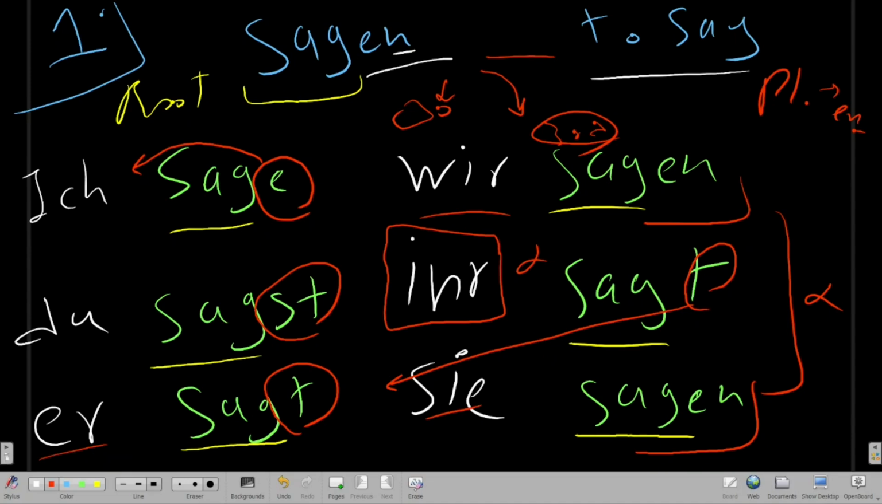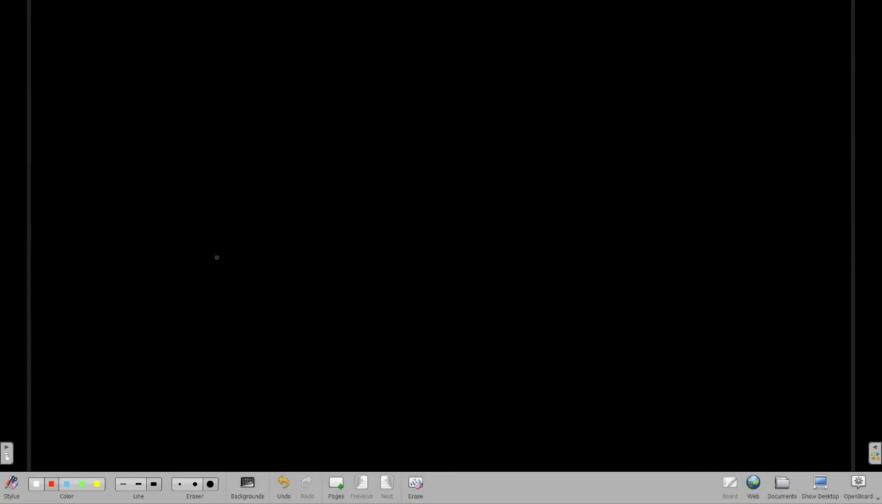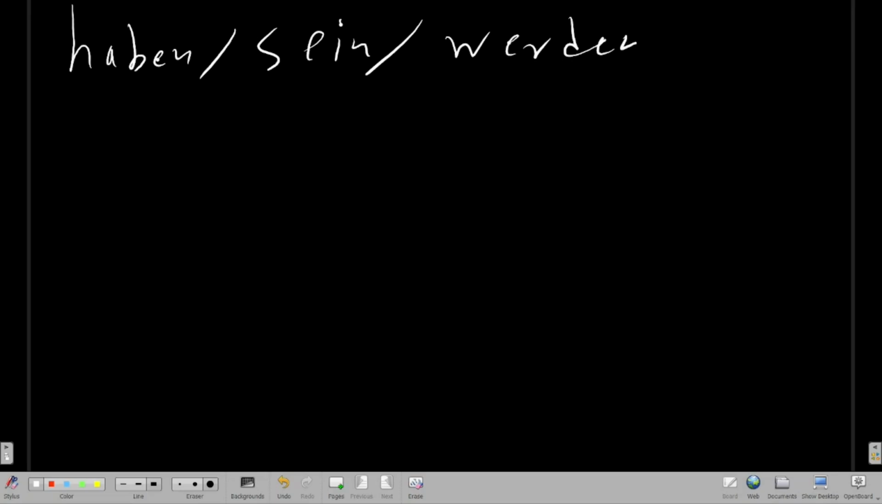Moving on. Other than this, first I'm going to give you a list of the most common verbs. This is for you to practice, and then we'll discuss two of the most important verbs to know and to learn the conjugation of right now. Then we'll move on to modal verbs and separable verbs. Now, the most common verbs for you guys to know are haben, sein, werden. This is the first group.